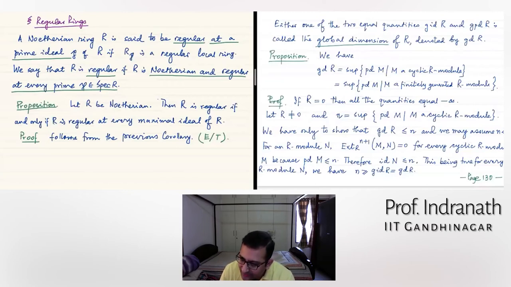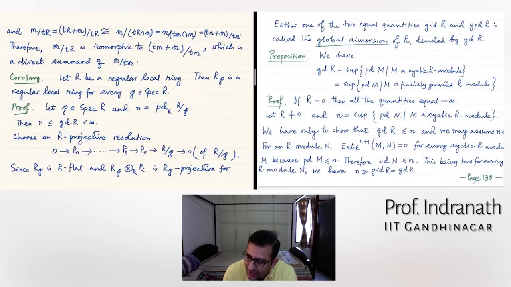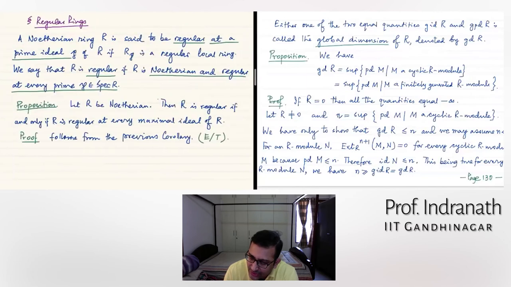And now you have: R is Noetherian, then R is regular if and only if R is regular at every maximal ideal of R. So if R is regular, then of course R is regular at every maximal ideal of R, right? How about the converse? Can we make use of this? This says that if you have a regular local ring, then localization always keeps it regular local, right? So now I'm wondering, if I have the condition just with respect to the maximal ideals, then how do we get regularity?